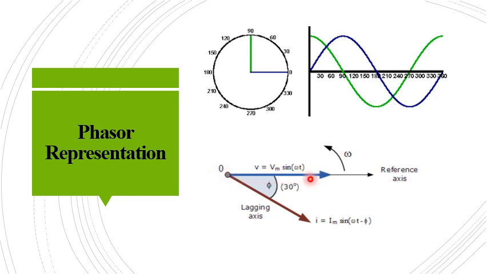This is your voltage phasor, Vm sin omega t. Then the current phasor is lagging by an angle phi. So by angle phi degrees we have to rotate in the clockwise direction. Here this will be your current phasor. So lagging quantities will always come in the below portion, and the leading quantity will come above your reference axis. That is one thing that you have to keep in mind while drawing the phasor.